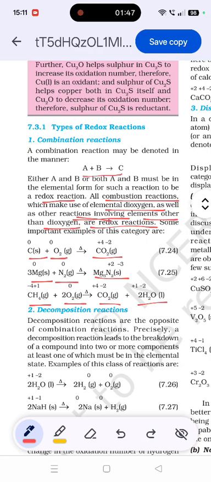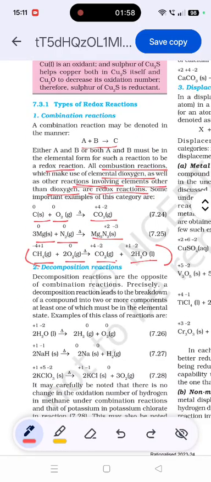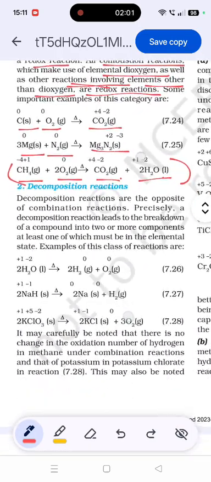Now, this one is also given as a redox reaction, but here two products are formed. Then, the next one is decomposition reaction. It is just the opposite of a combination reaction. We know that a single reactant splits up into two or more products. Such a reaction is called a decomposition reaction, and that type of decomposition reaction can be called a redox reaction also.